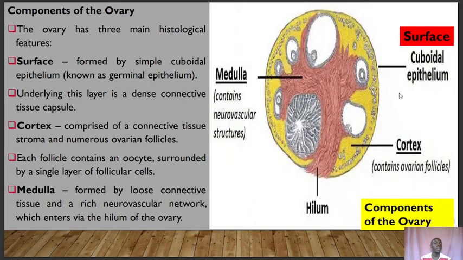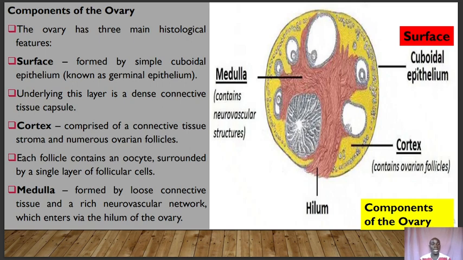We have components of the ovary, majorly three parts. We have the surface, which is composed of simple cuboidal epithelium, also known as the germinal epithelium.